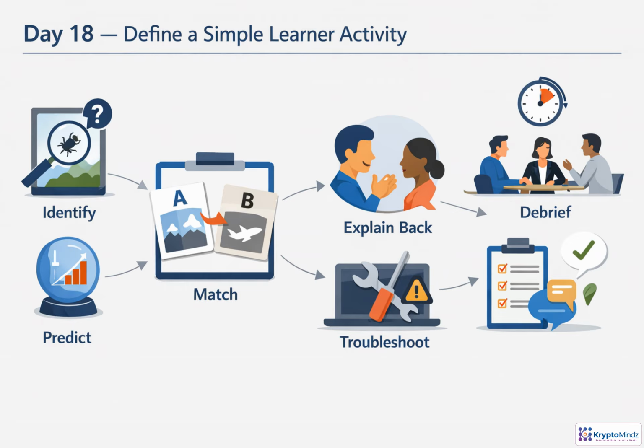A mini lesson should never be purely passive. Add one small action that makes learners use the idea right away. They might identify a part, predict an outcome, match examples, explain the concept back, or troubleshoot a simple error. Keep the activity brief, usually 1 or 2 minutes, and tie it directly to the objective. Give clear instructions, ask for a simple response, then debrief quickly so the activity becomes evidence of learning.